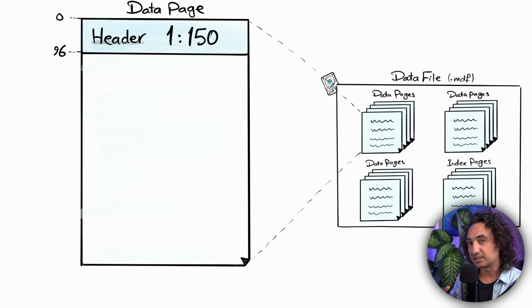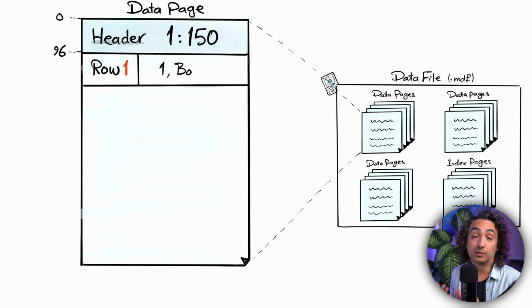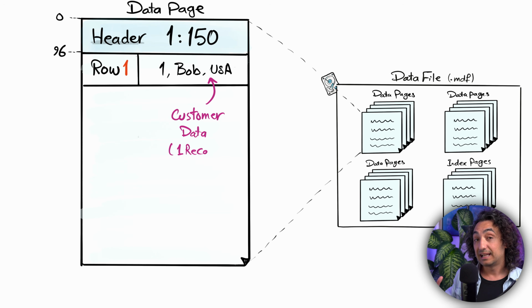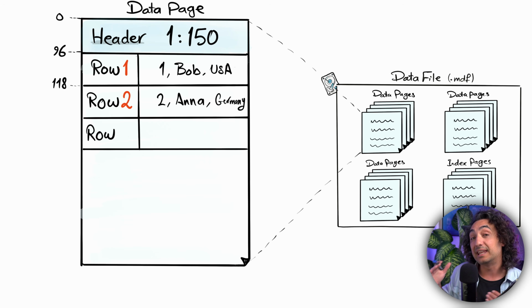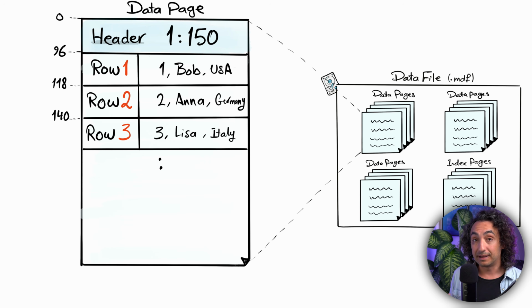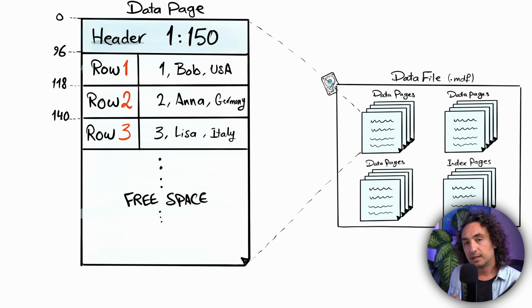Now the next section has a variable size. This is where your data rows are going to be stored. So your actual data and rows are stored in this section, and the SQL is going to try to fit as many rows as it can in one single page. And this of course depends on the size of each row. So if you have a large table where the rows are really big, SQL can fit only a few rows in one single page.